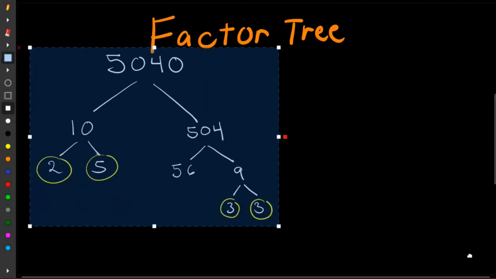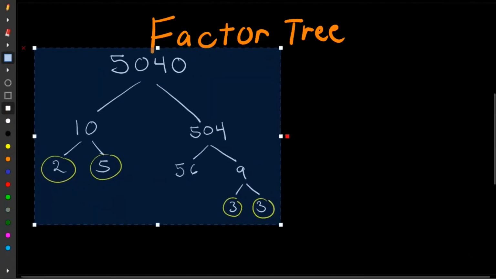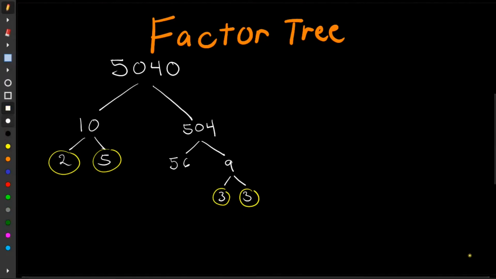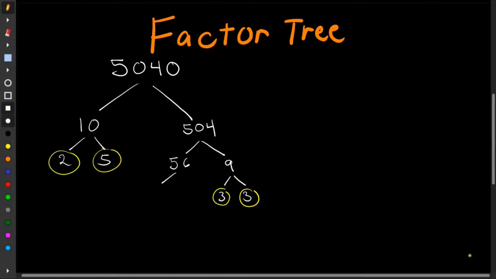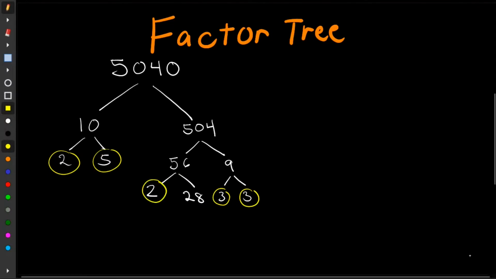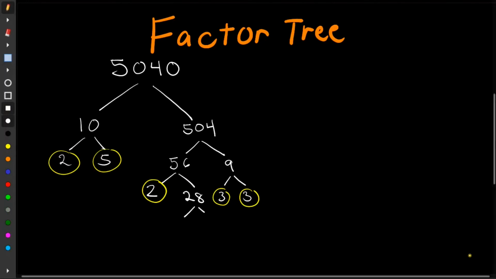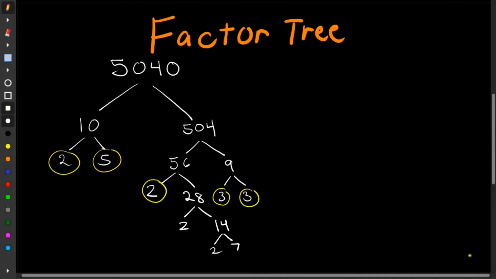Let me just move this out here to clear some space, and let's resize it like that. Now for 56, since it is an even number, we can factor out 2 here. So we have 2 and 28. This 2 is already a prime, so we circle that out. Now for 28, since it is an even number again, we can factor out 2. This one is 14, and 14 is simply 2 times 7.